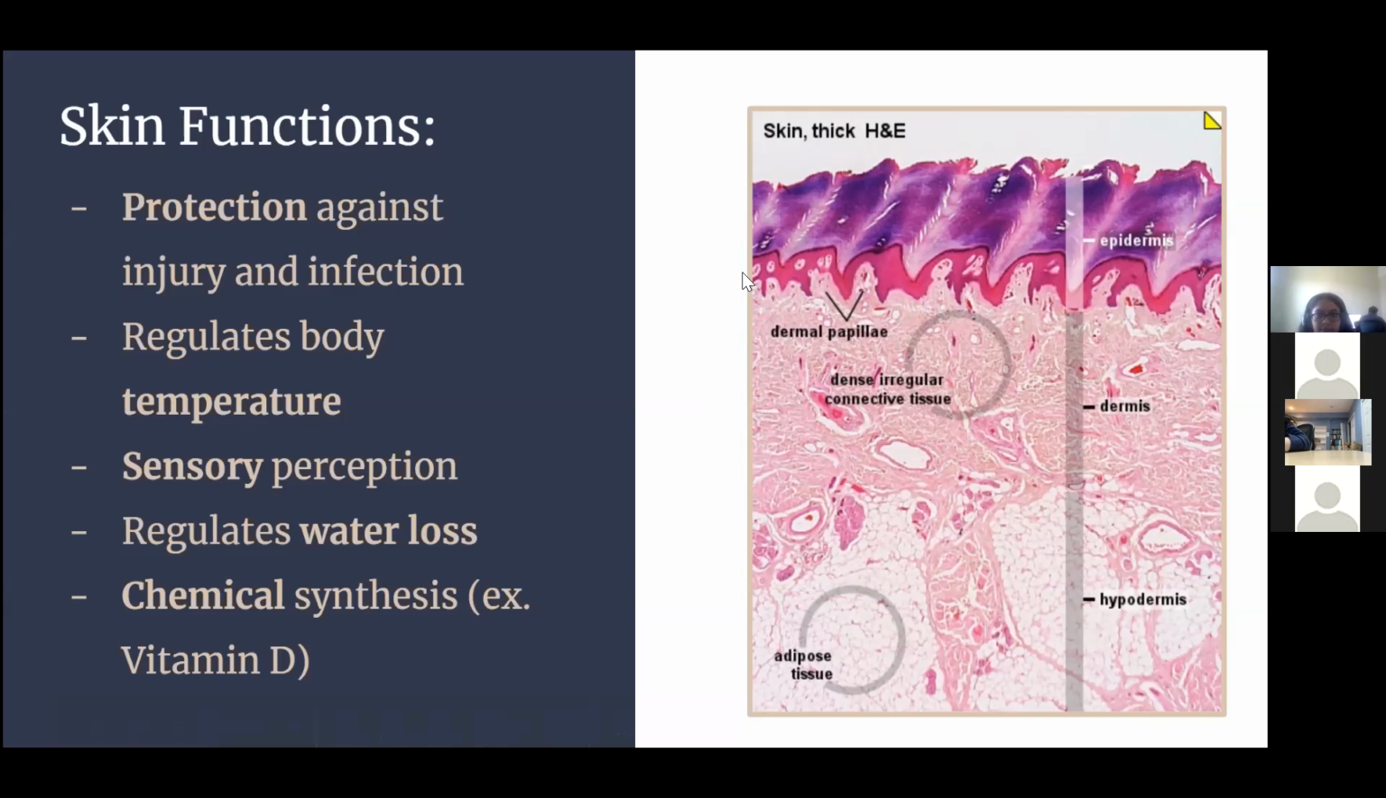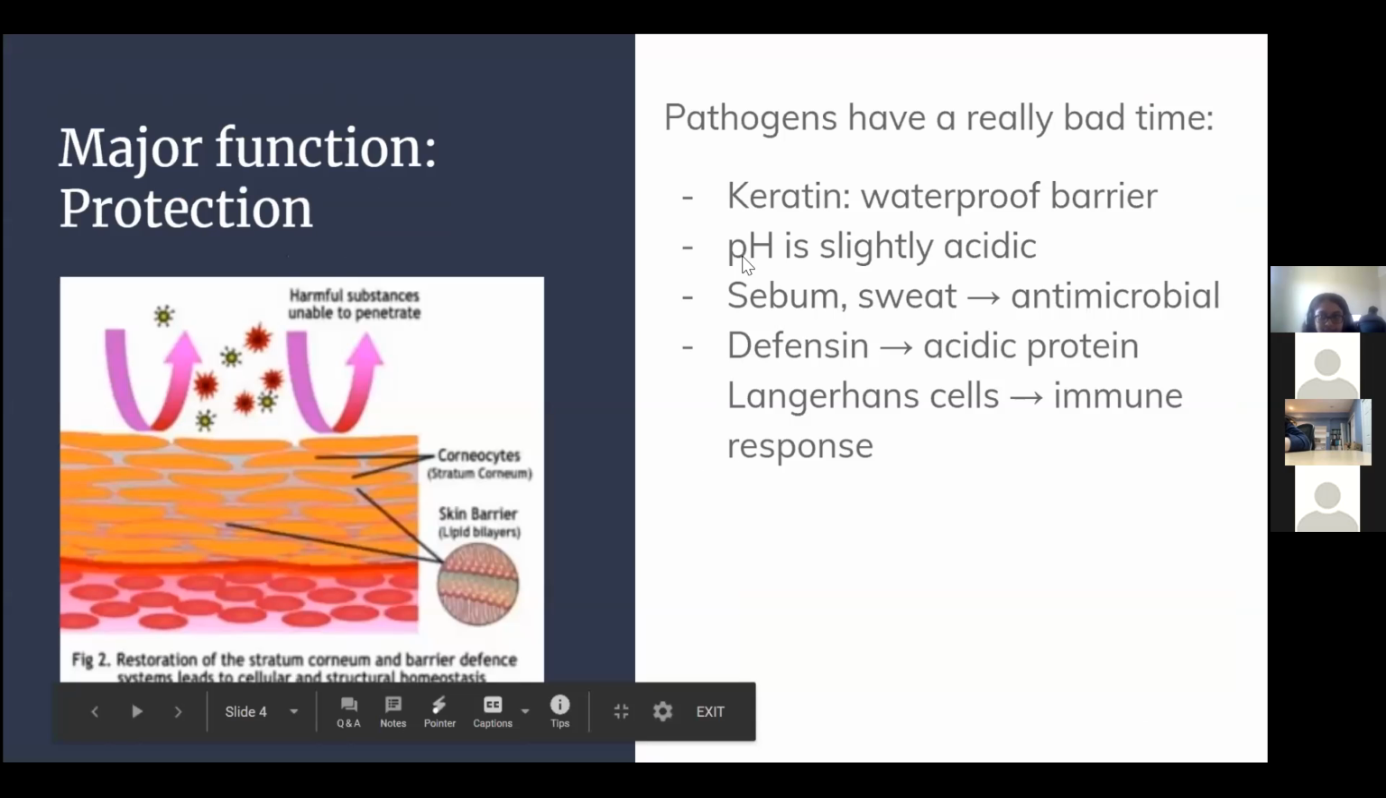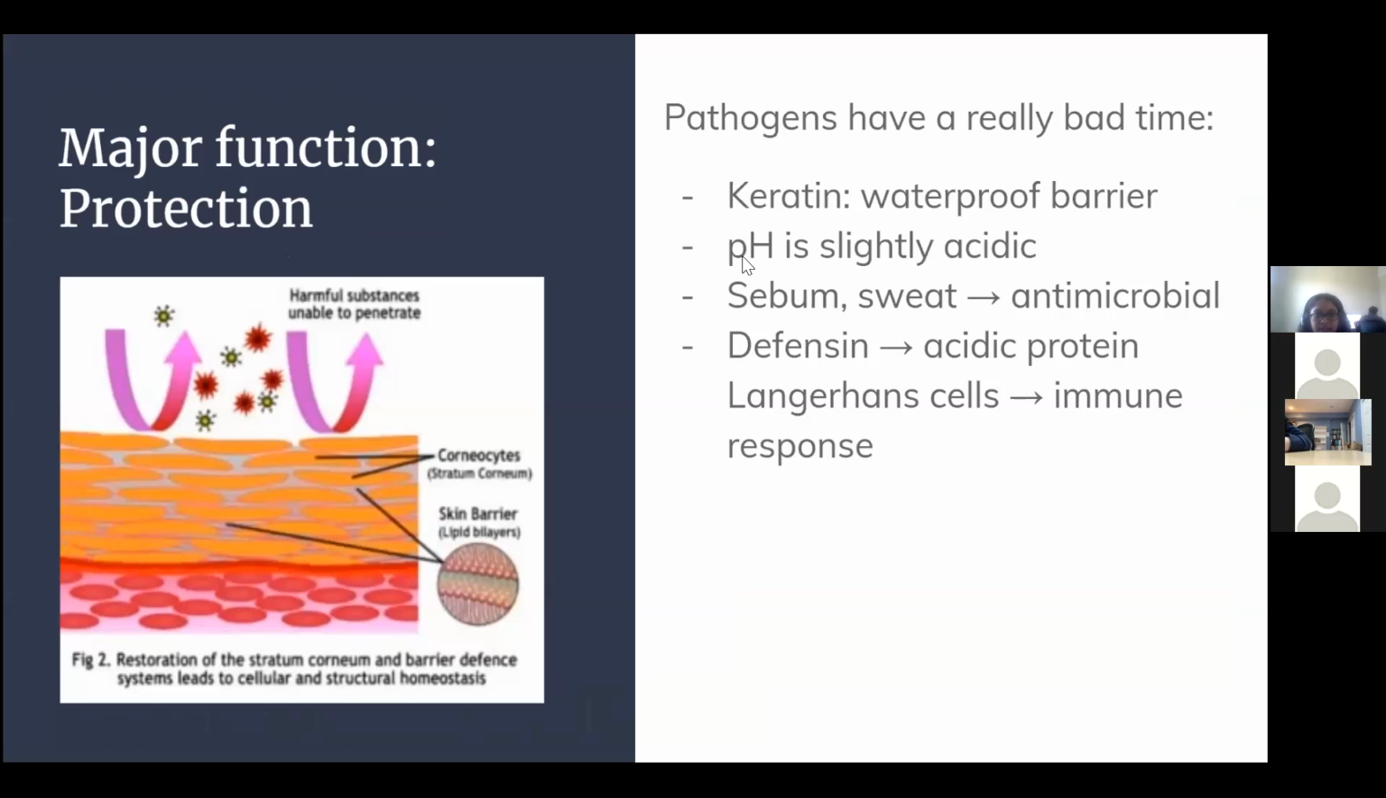Okay, so one thing that the skin does really well is protection. If you're a pathogen that's trying to enter the skin, you're going to have a really bad time because there's multiple things the pathogen has to get through. One of the things is keratin. You've probably heard that keratin is a protein. You find it in your hair and your nails, but it's also in your skin too. And it prevents pathogens from breaking through because it's very rigid.